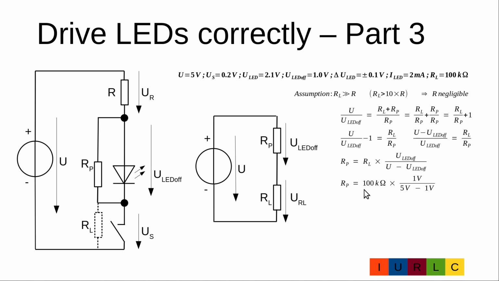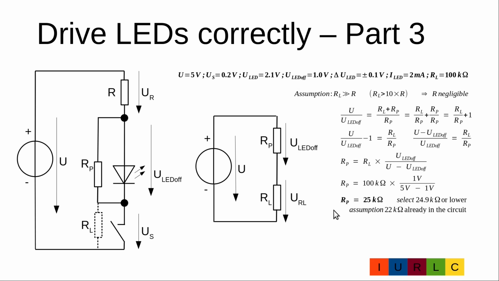With concrete numbers, 100 kilo ohm times 1 volt divided by 5 volt minus 1 volt. The resistance of RP is 25 kilo ohm. Now we have to select a resistor with 25 kilo ohm or less. The next standard resistor has a resistance of 24.9 kilo ohm.